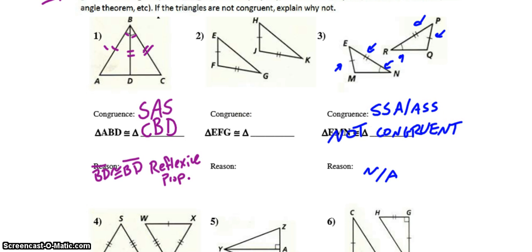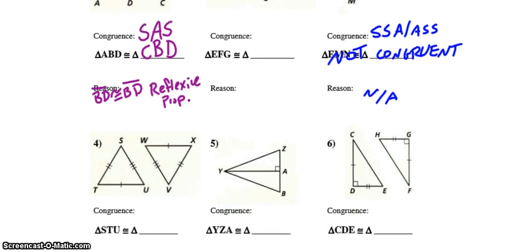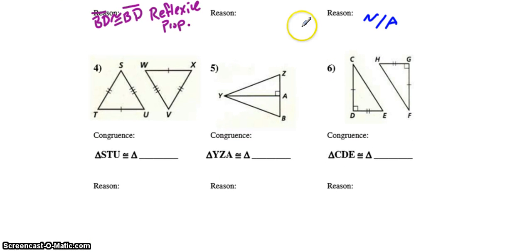All right, what about number 5? Look at number 5. Let's see, what can I fill in? Well, there's this 90-degree angle here, that's already there. And there's this shared side, so I can write that YA. Side YA is congruent to side YA. Just like before, that's going to be the reflexive property.